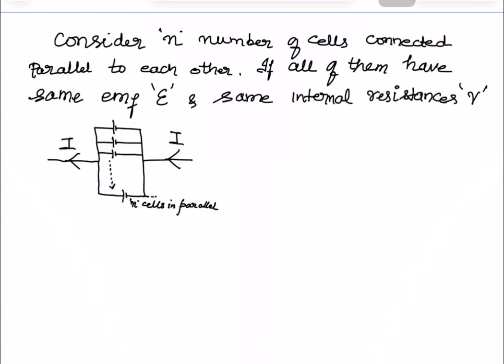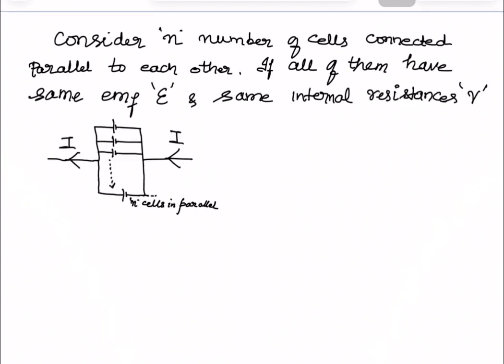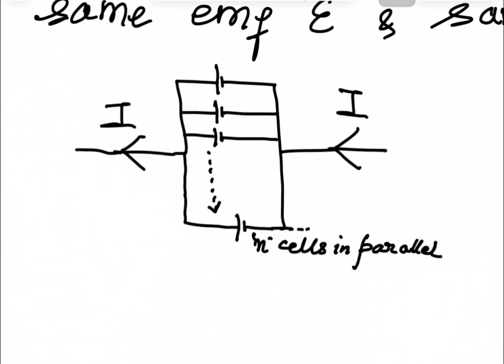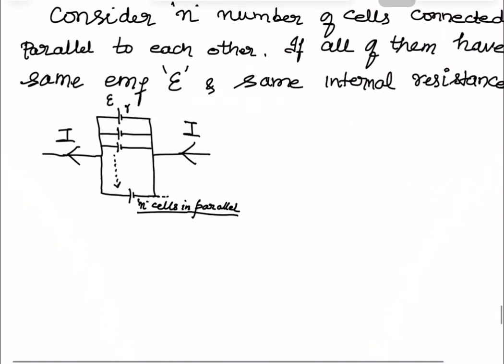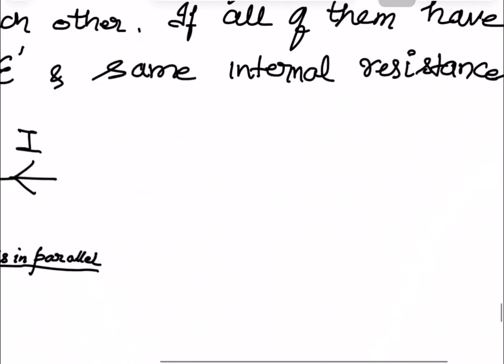Okay, students, let us consider another case where n number of cells are connected in parallel to each other. If all of them have same EMF E and same internal resistance R, just as shown in the figure, they are arranged in parallel combination. This combination is driving a current I. Now we have to derive an expression for equivalent EMF of this combination and equivalent internal resistance of this combination. Here n cells are connected in parallel.